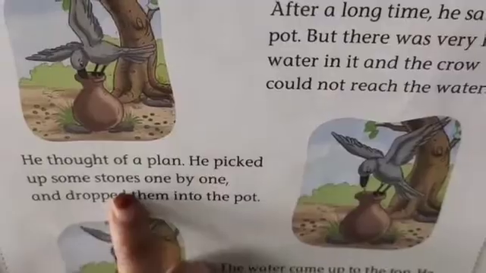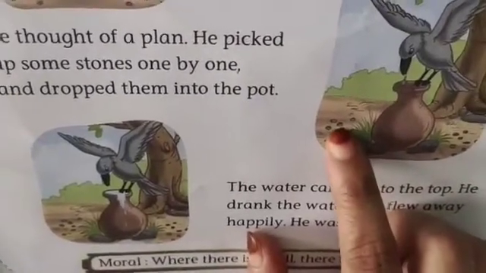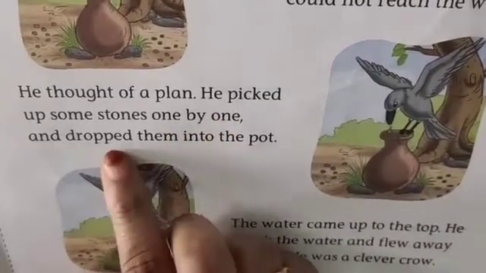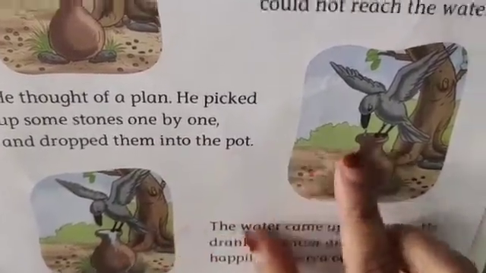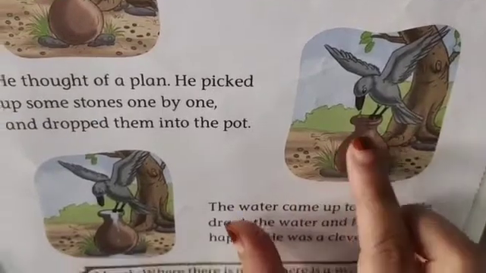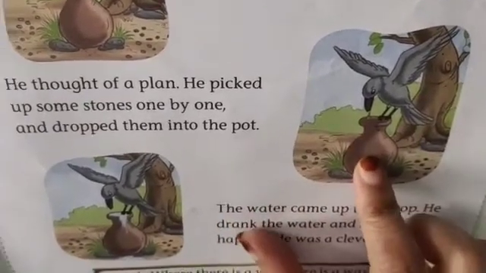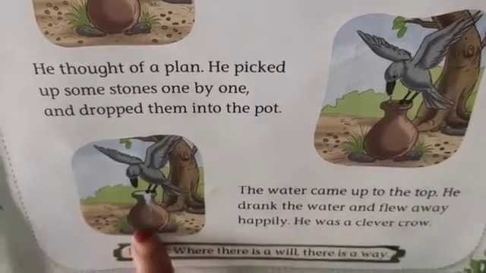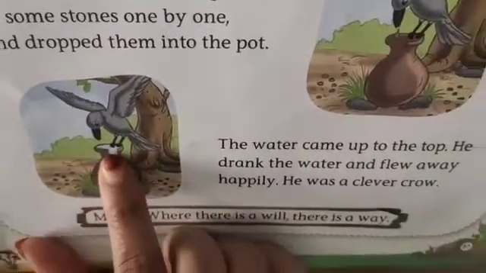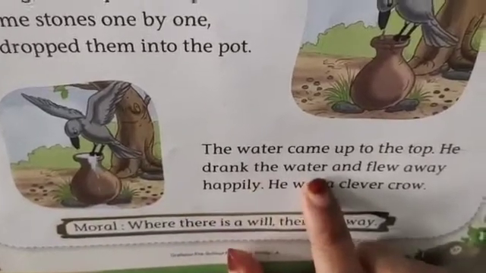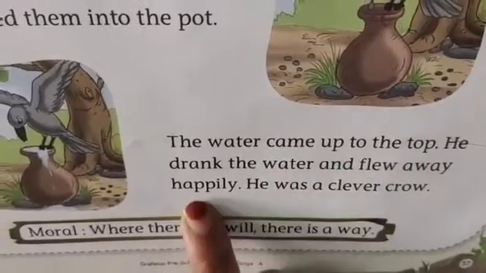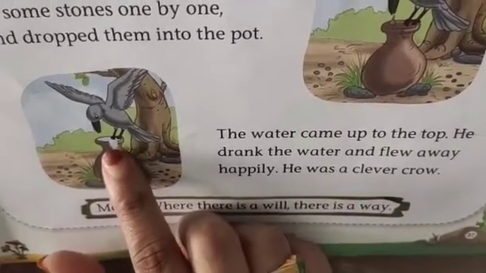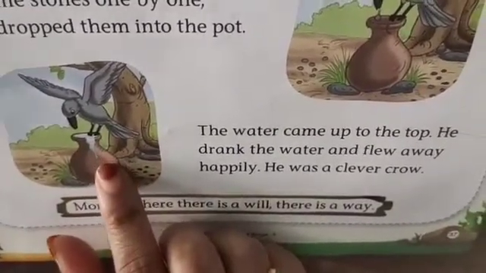He picked up some stones. These are the stones. He picked up some stones one by one and dropped them into the pot. Then the water came up to the top. Now see here children, the water level came up. He drank the water and flew away happily. Because the water level came up, so he drank the water and flew away happily.